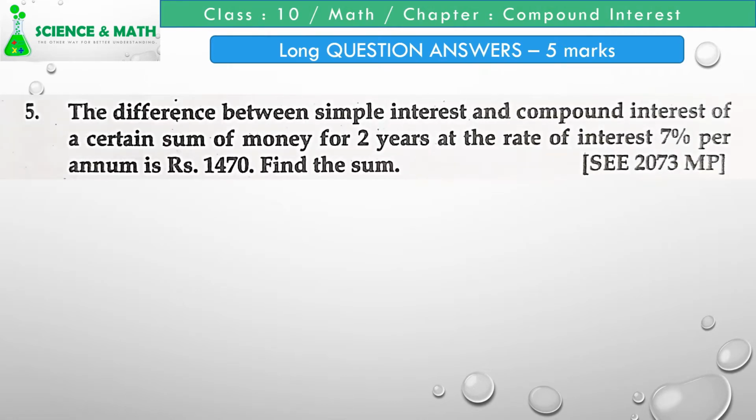Question number 5. The difference between simple interest and compound interest of a certain sum of money for 2 years at the rate of interest 7% per annum is rupees 1470. Find the sum. This question is asked in SEE 2073. Here in the question, the time is 2 years, rate of interest is 7% per annum, and the difference between simple interest and compound interest is rupees 1470. We need to find the sum or the principal here.